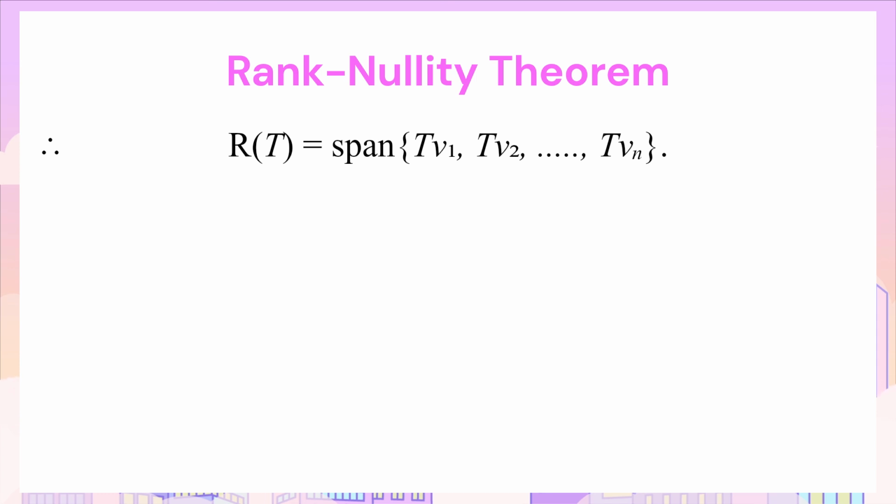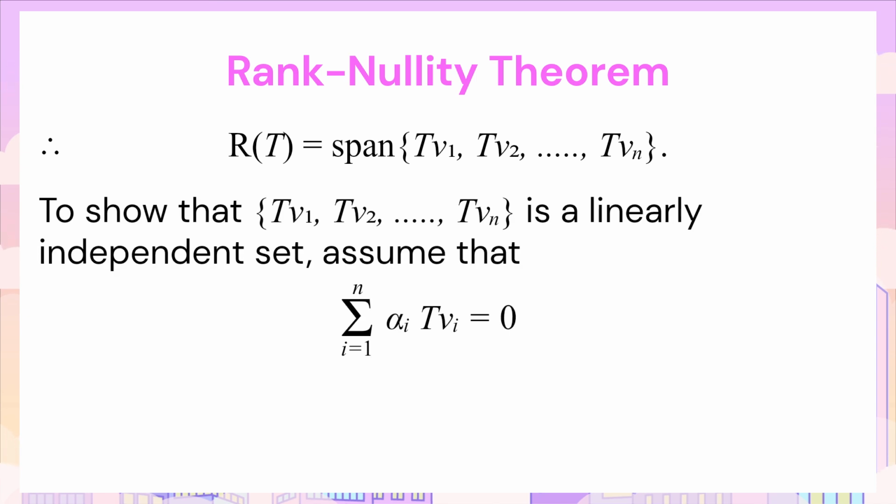Next, let's see how the set Tv1, Tv2, up to Tvn is linearly independent in order to cement our claim with an absolute proof. To validate this part, let's assume that the linear combination of its vectors equals 0. We intend to solve for the coefficients alpha i's and show that all the values obtained are equal to 0. The transformation T distributes and scales consistently, so as a result, we have T of sigma running from i equals 1 to n of alpha i vi equals 0.